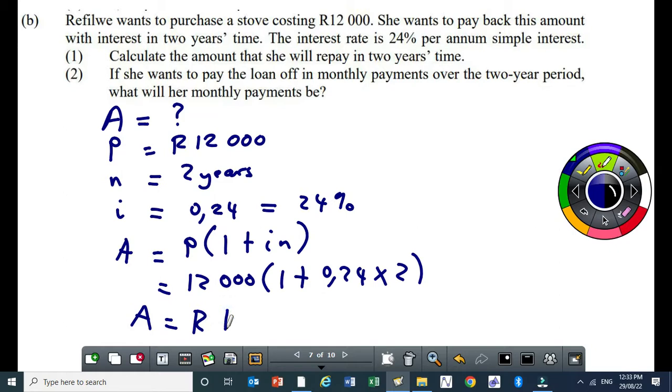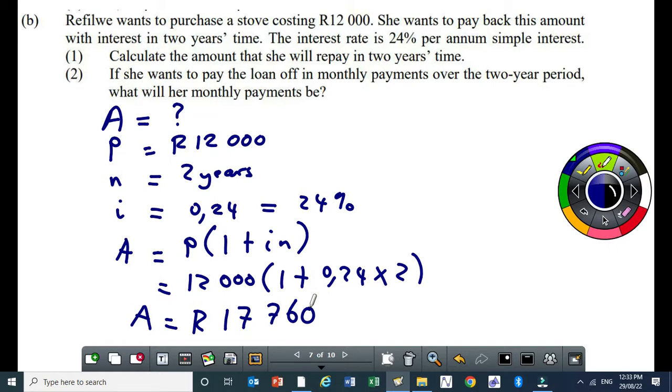Is it 17,000? 17,760. Are there any cents? No. Okay, so this is the total amount that the person has to pay in 2 years' time. By the end of 2 years, he has to pay this.